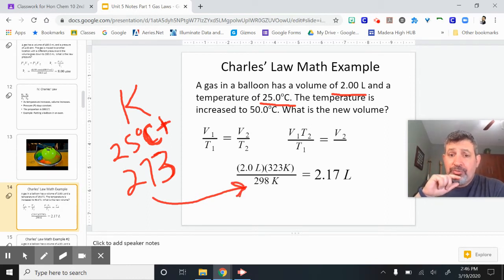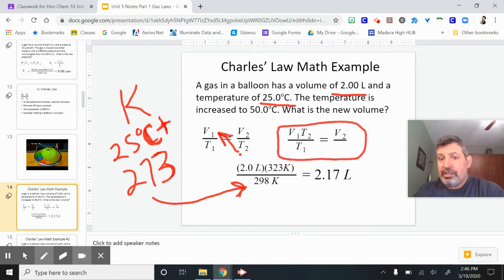Now, this one's asking for volume, so we take our equation. We have to move the T2 up there. Don't tell your math teachers we're not spending a lot of time on this. All you have to do is take it down there, bring it up to the top. We get the solved equation there, okay? And then we start plugging stuff in. Now, the 2 liters is V1. The 25 Celsius, which is 298, is T1.